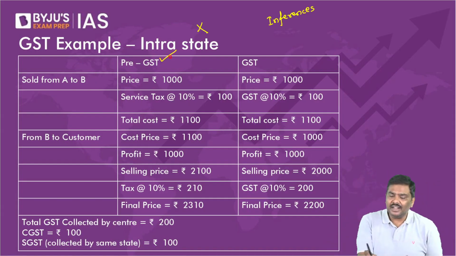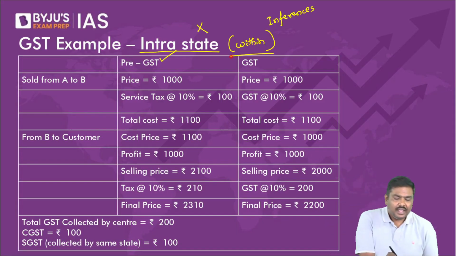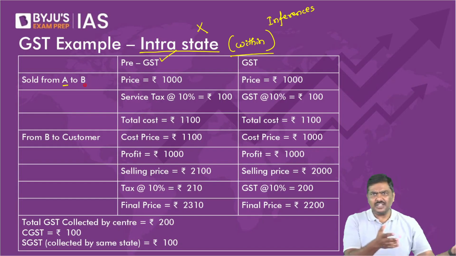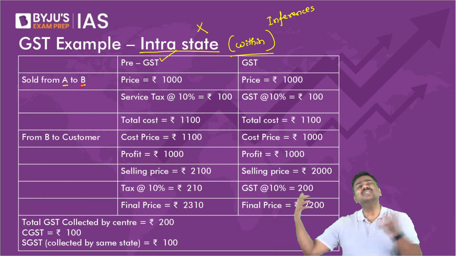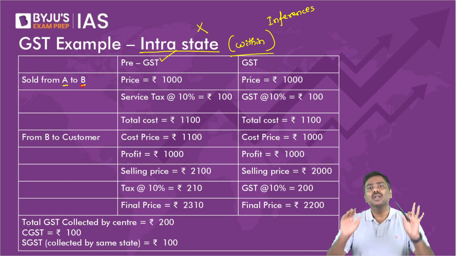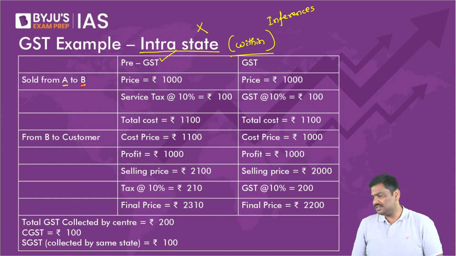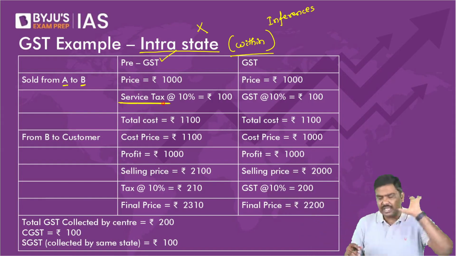And this is intrastate. Intrastate means within the same state. Now, let's say A will manufacture the product, sell it to B. Or A will provide certain services to B. Either way. Now, let's say a service tax is applicable on it.